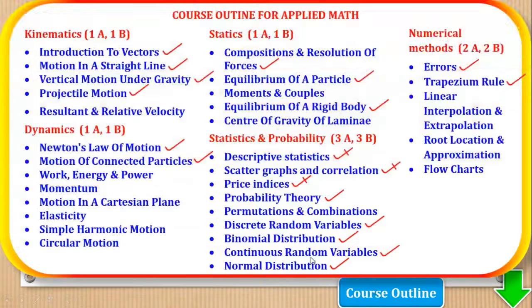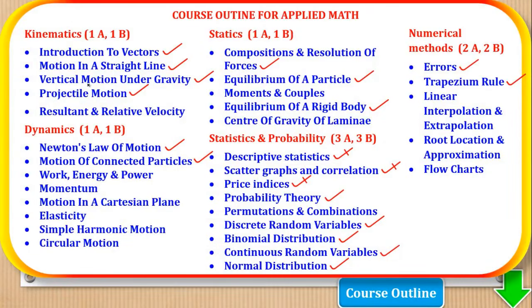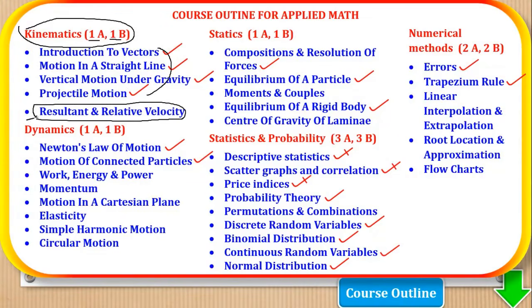So briefly on the course outline so far, this is our progress. Remember, math part 2 consists of 3 parts. One is mechanics. Now mechanics is divided into 3 parts. One is kinematics, and there are 2 questions, one from section A, one from section B. The ones which are ticked are the ones we have so far covered, meaning that we are under kinematics. This topic of relative velocity has not yet been covered.